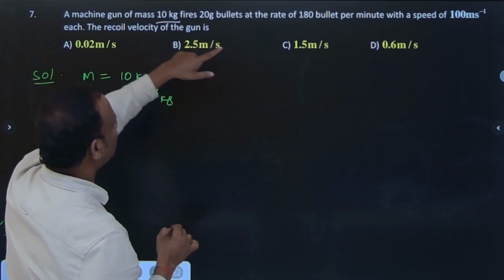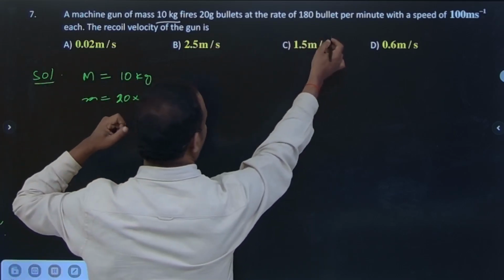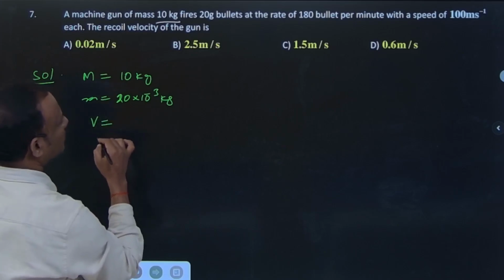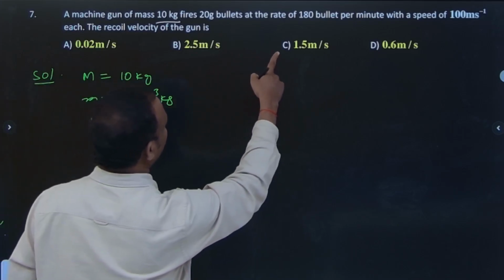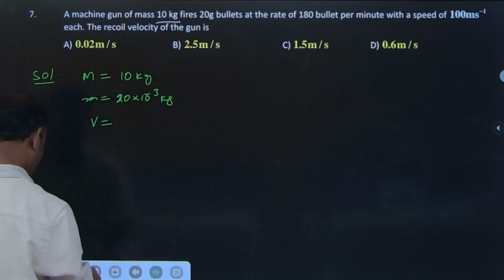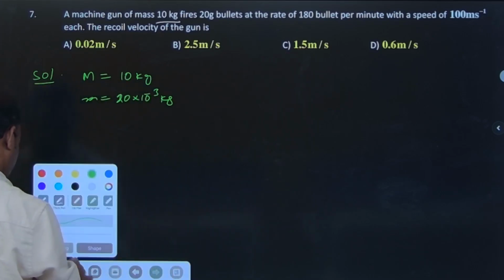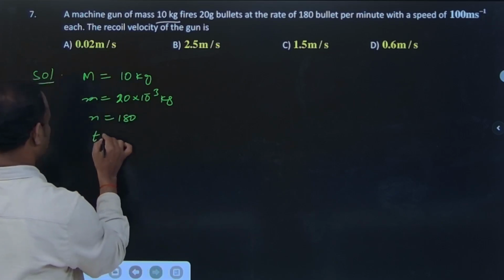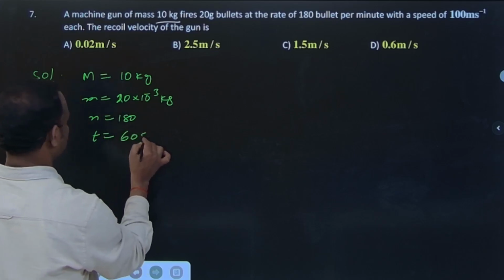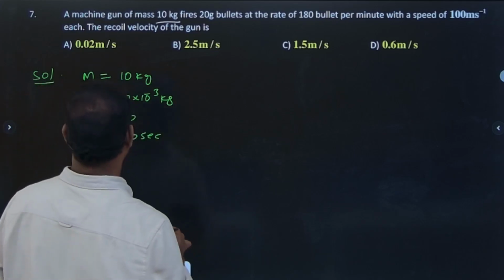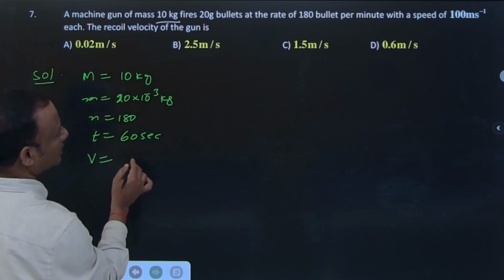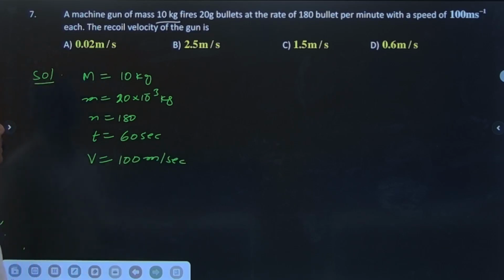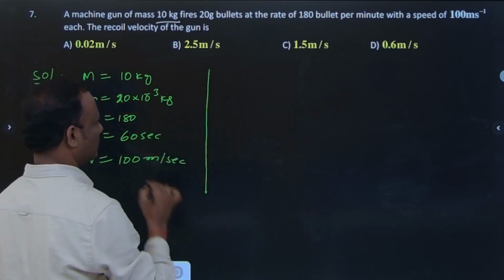And the rate of bullets, at the rate of then what? Velocity of a bullet is what? At the rate of 180 bullets per minute. Okay. So number of bullets, how many? Number of bullets is asking. So then n is equal to 180 and per minute, t is equal to what? Minute means 60 seconds. Okay. So the speed of this bullet is given 100 meter per second. Yes, now we can substitute in this. The recoil velocity of the gun is what? What is the recoil velocity of the gun?